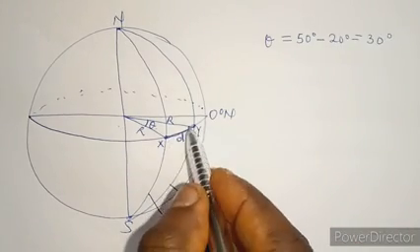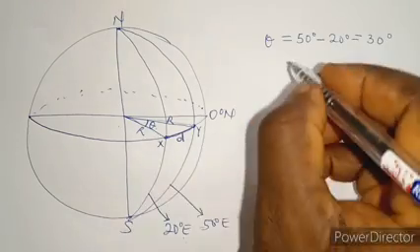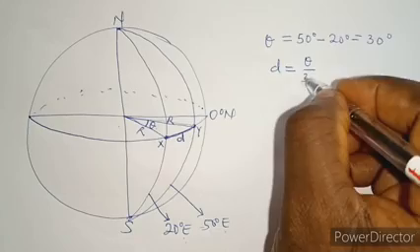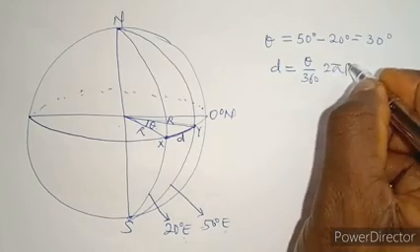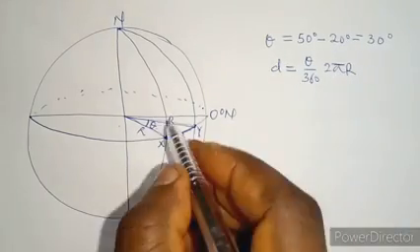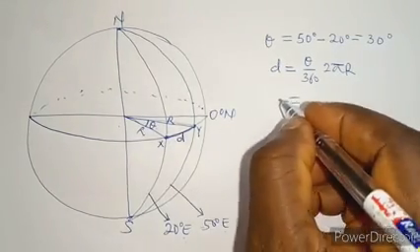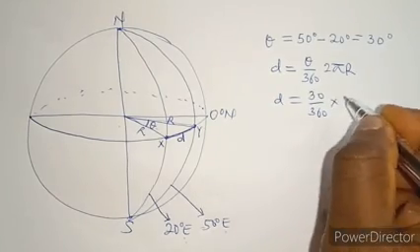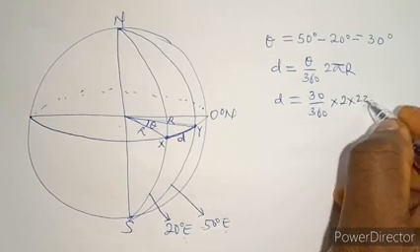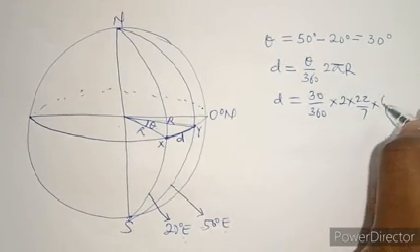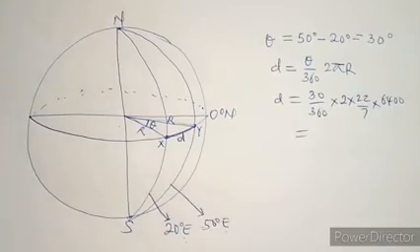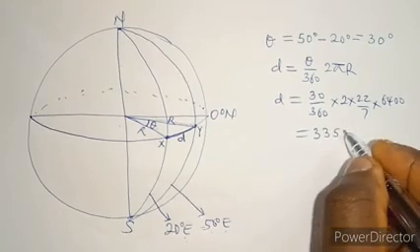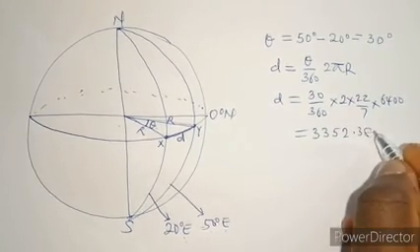And this is still a sector. So the D will now be equal to theta over 360 times 2 pi capital R. Why? Because I'm dealing with a great circle. Then my theta is now 30 over 360 times 2 times 22 over 7 times 6400. Answer is 3352.38 kilometers.